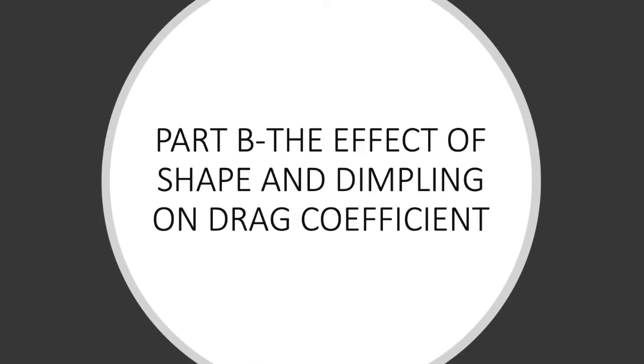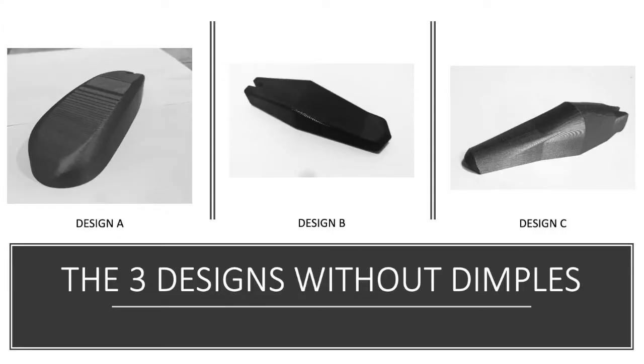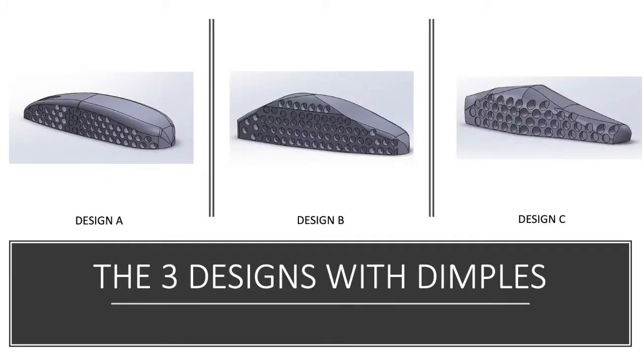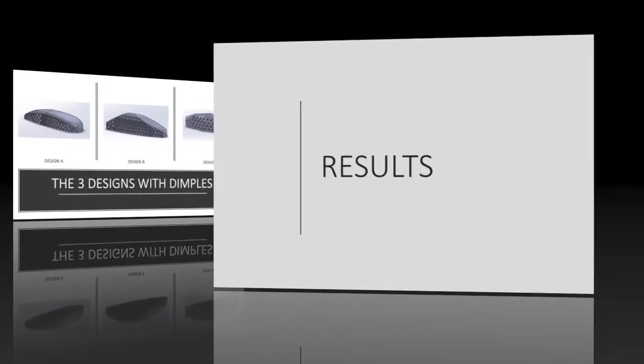The second part of the experiment was done to test for the effect of the car shape and dimples on the drag coefficient. Designs A, B, and C were tested at two speeds, 8.3 meters per second and 16.7 meters per second. It is important to note that for the different designs, the frontal area was kept the same. The same process was used to set up and test the three different designs as the first part.